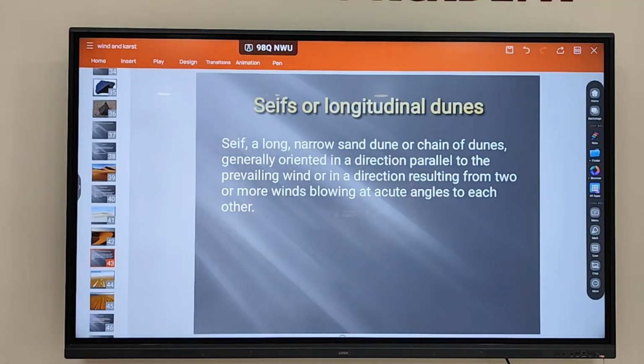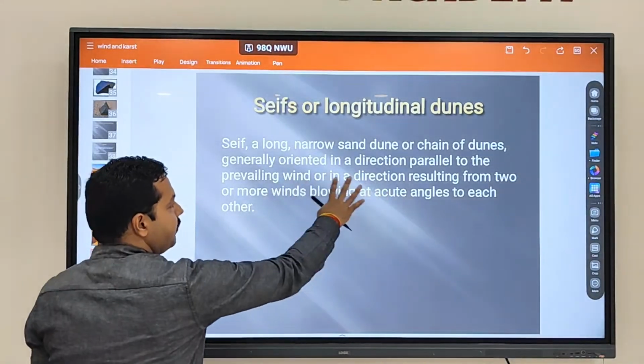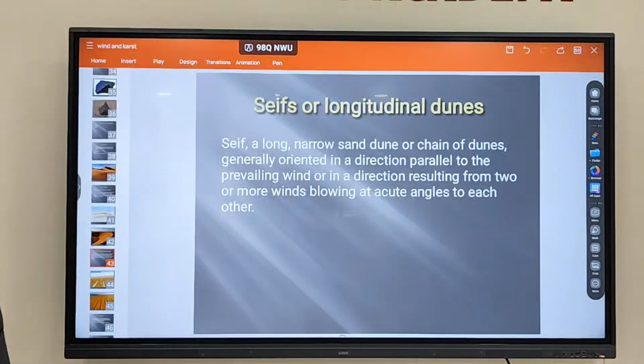So the first one, barkan, is going to form because wind is moving only in one direction. This type of dunes, the longitudinal sif, is going to form when winds are changing direction.